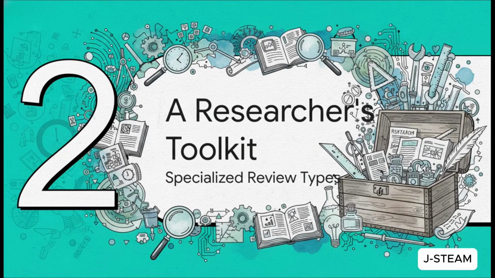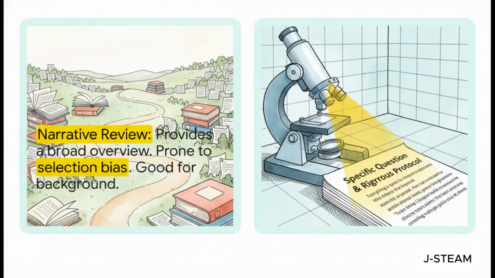Now, let's open up the researcher's toolkit and check out the 10 specific types of review articles that actually use these strategies. You've got to think of each one as a specialized tool designed for a very specific job. Let's kick things off by comparing 2 really common ones that people often mix up. On one hand, you've got the narrative review.